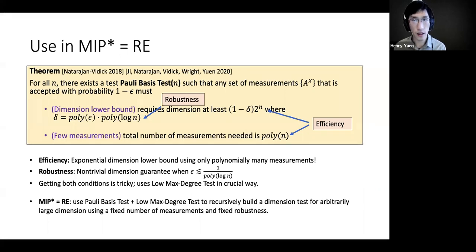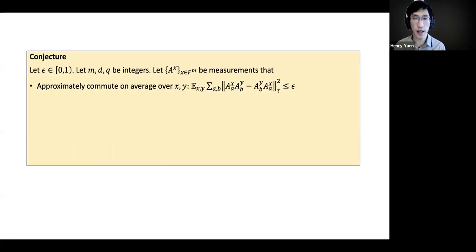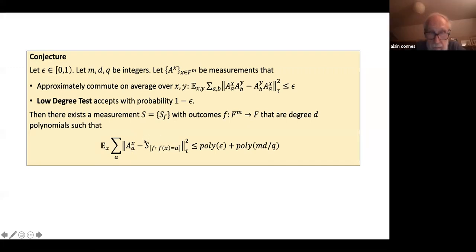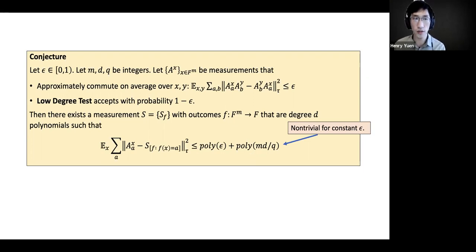Okay. And let me end by stating a conjecture. We don't know if this is true, but it'd be really nice if it were true. So let's say you have epsilon, you have n, d, q, and you have measurements that approximately commute. They pass the low degree test with probability 1 minus epsilon. And you know that there are global measurements S with outcomes that are degree d polynomials, not max degree, the original degree, such that the points measurements and these global measurements are consistent with this error. And this is importantly non-trivial for constant epsilon. So before, epsilon had to be at most 1 over polynomial in m. Here, this will still be interesting for constant epsilon.